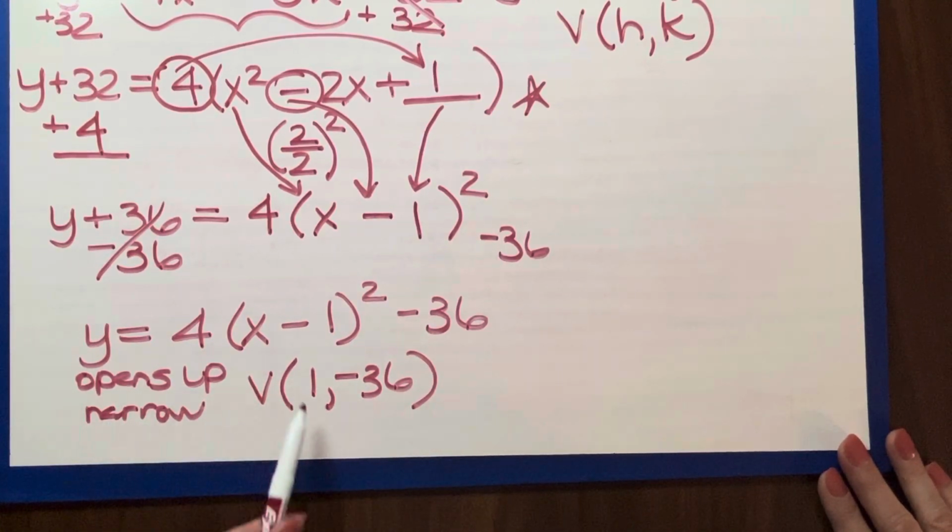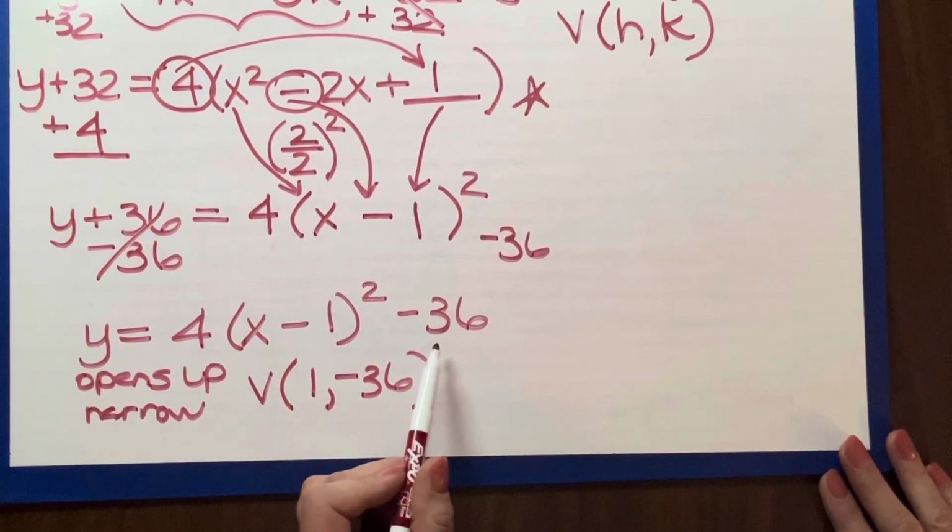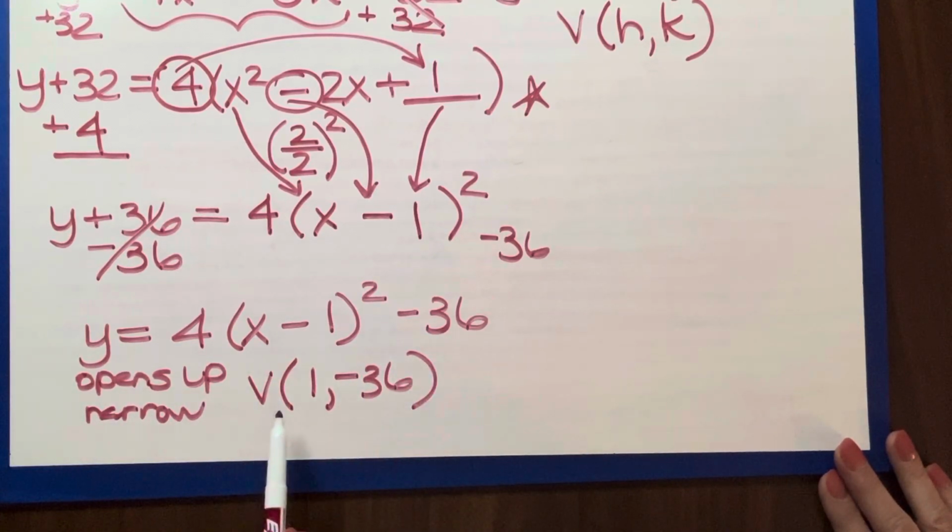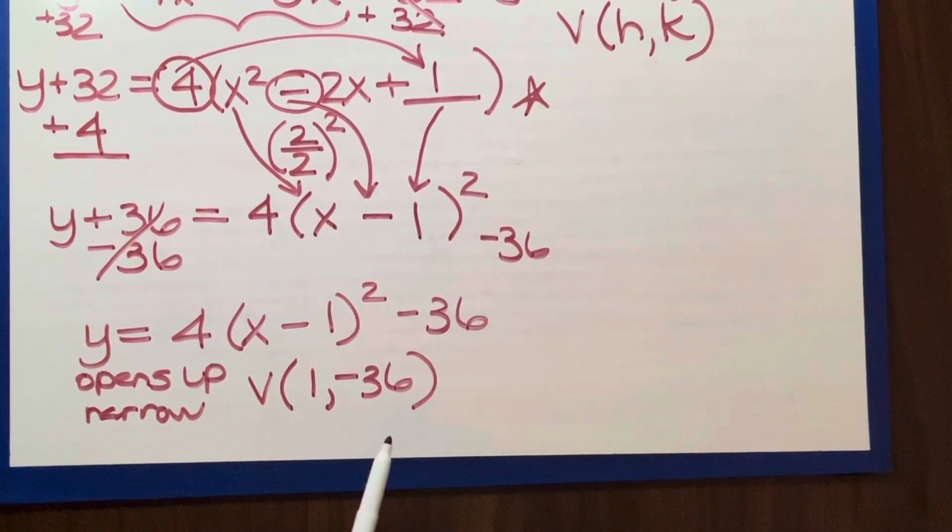So I would have an idea of what my parabola should look like if I was going to graph this and then find additional points. Not necessary for this example. We were mostly working on getting to our vertex form and finding our vertex. And that is how you can complete a problem completing the square.